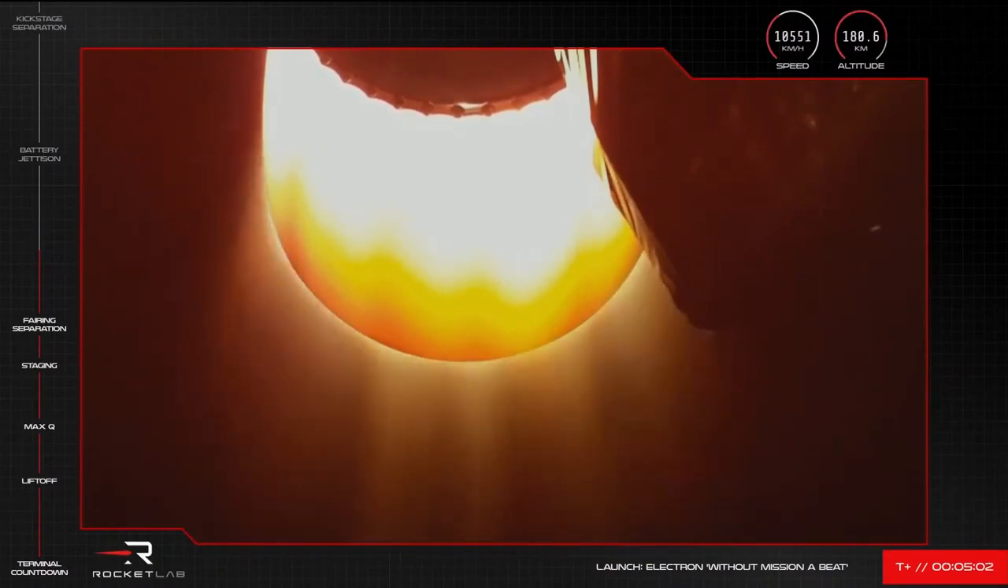As we continue without missing a beat, Electron is currently coasting in its second stage of flight before our kick stage kicks in and takes those two BlackSky global satellites to where they need to go. Mission Control is reporting all systems remain healthy on the vehicle as it travels at nearly 12,000 kilometers per hour.